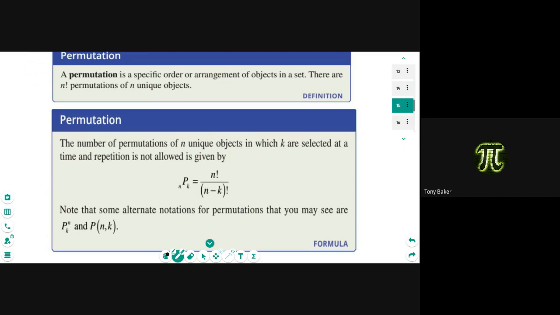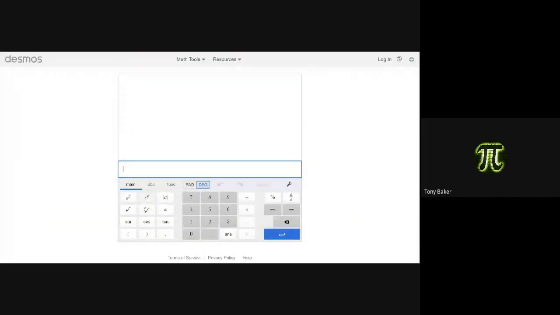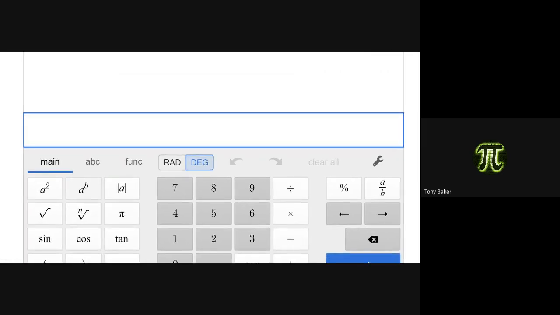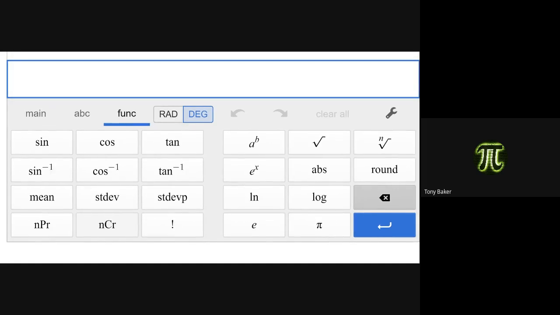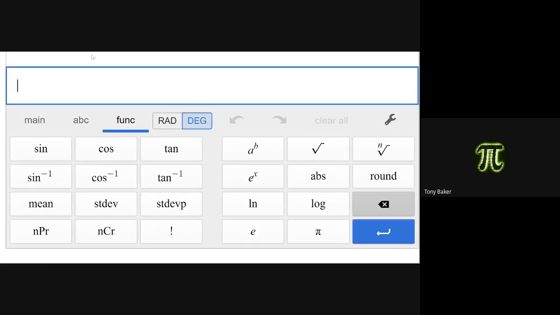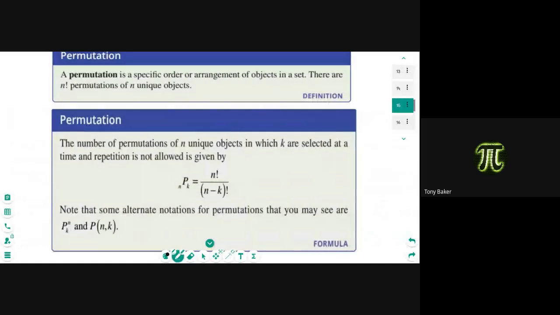So using the Desmos calculator would actually be the easiest way to do this. So I will show you. On the Desmos calculator, if you go to function, you'll see these 2 buttons right here: nPr and nCr. That's permutation, that's combination. So permutation is when there's a specific order. So permutation, order matters.